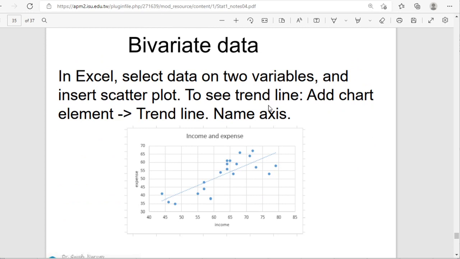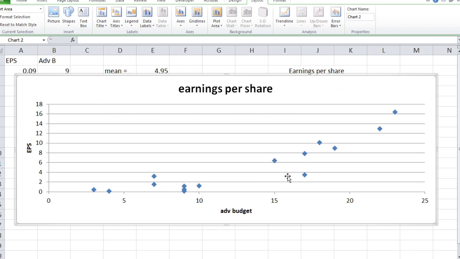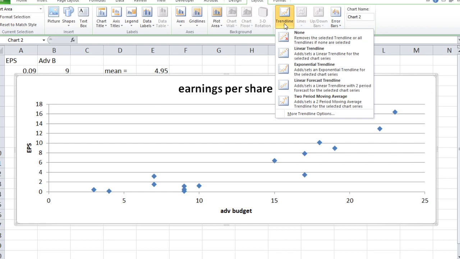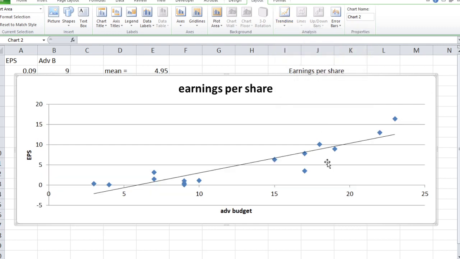Sometimes, to help you with the conclusion whether there is a positive or negative relationship, you can also ask Excel to add a trend line. Okay, so let's try to do that. Over here in our chart, we can go to the top to the layout. Click anywhere on the chart and click on trend line. Let's, for this course, just stick with the simplest linear trend line, just a straight line. And that can also help me see if there is any relationship. The trend line is up, so there is a positive relationship in this case between advertising budget and EPS.